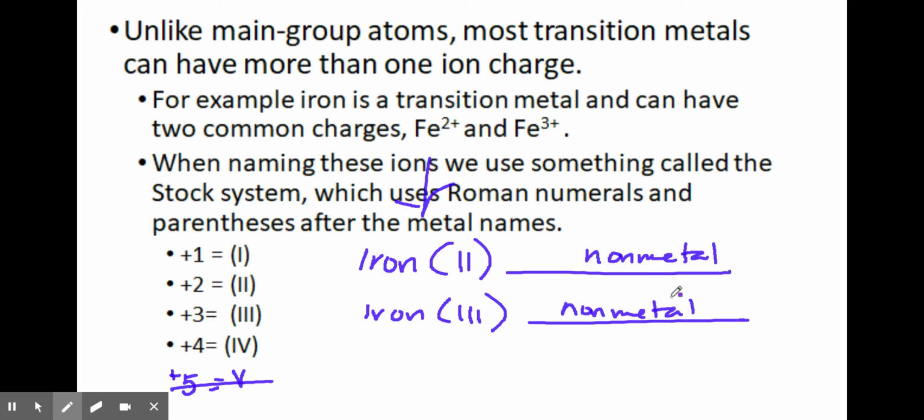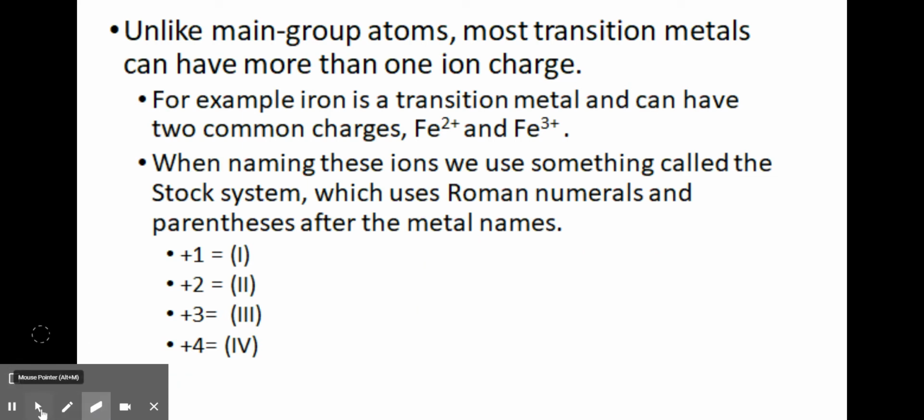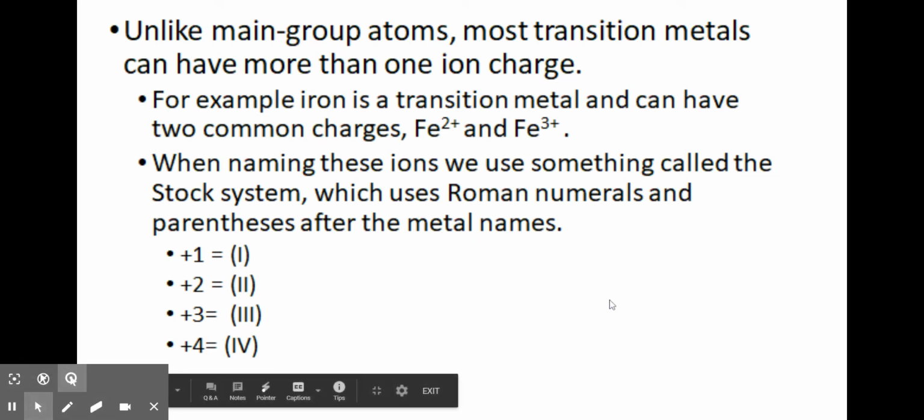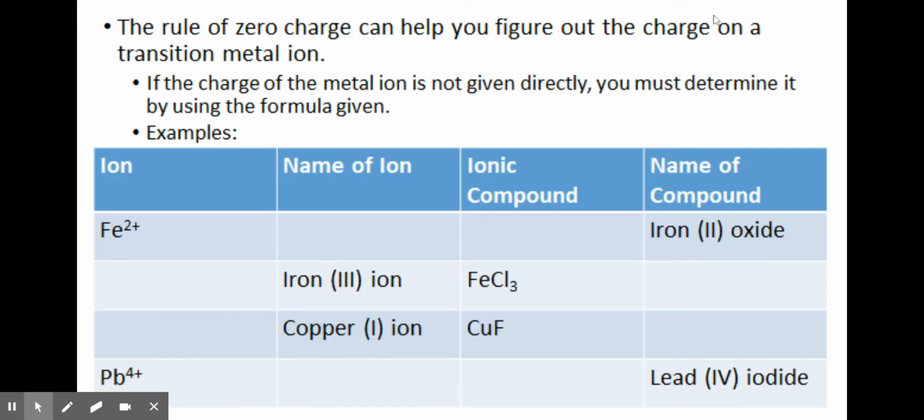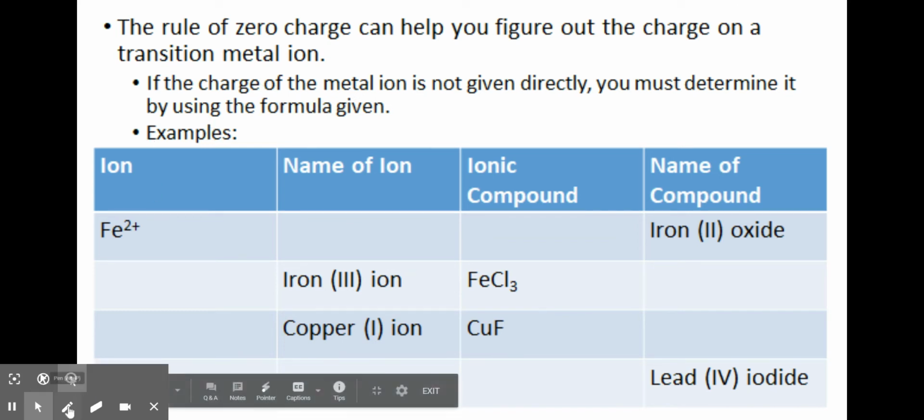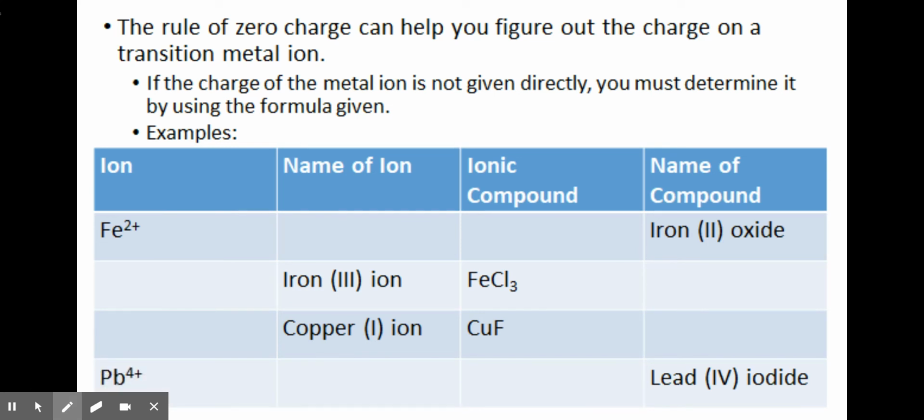Okay, and we only have to use those Roman numerals when we are writing out the names of the transition metals. All right. The rule of zero charge can help you figure out the charge on that transition metal ion. So if the charge is not given directly, you have to figure out what it is. We're going to do some examples here, and that should really help us out in understanding these.